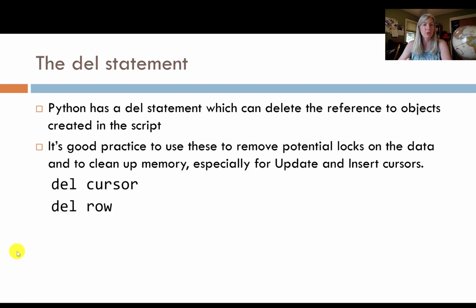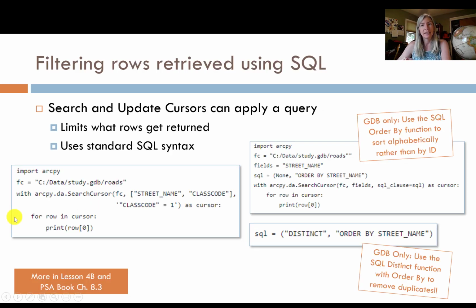One way that you can try to prevent some of these locking errors on data with update and insert cursors is to use what's called the del statement. It's a Python statement. It's not through ArcPy at all, but it's a way for Python to delete that variable from memory. It will clean it up, and then it will release the lock if there's any lock on the data. So you can use the del statement for your cursor object or for your row object, or for any variable for that matter.